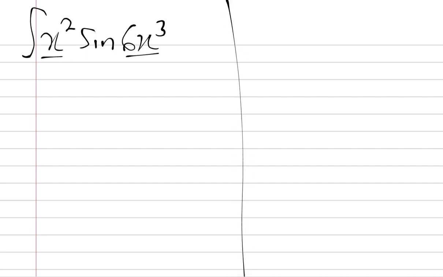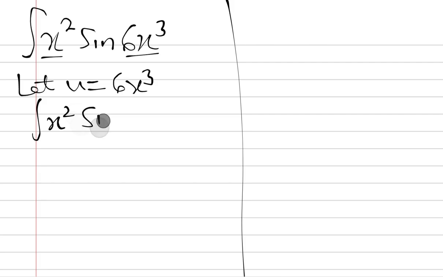So you are going to say, let u be equal to 6x cube. That means our question now becomes integral x squared sine u, sine u dx. Don't forget dx is always with your questions. Are you seeing that? So this will now become what?